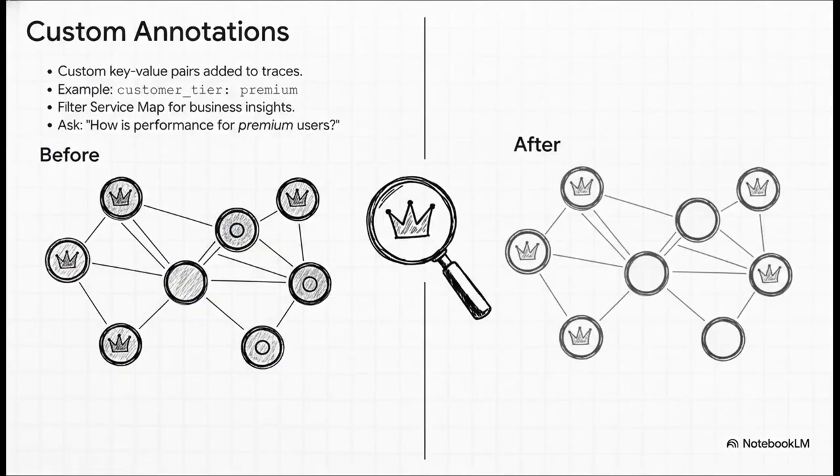But what if you want to go even deeper? What if you want to connect system performance to actual business metrics? Well, that's where something called annotations comes in, and this is a total game changer. You can add your own custom data to these traces. For example, you could tag a request with Customer Tier Premium. Now you can filter that entire service map and ask incredibly powerful questions like, show me the performance only for our premium users. Suddenly, this isn't just a debugging tool for engineers, it's a business intelligence tool that tells you exactly how your system's performance is impacting your most important customers.